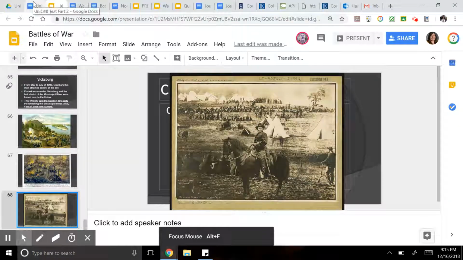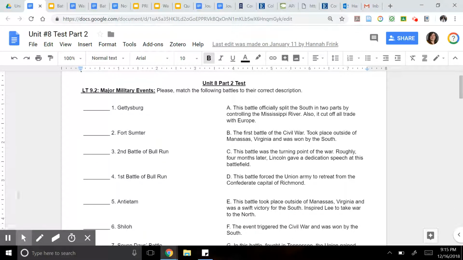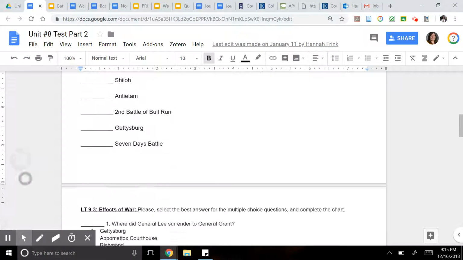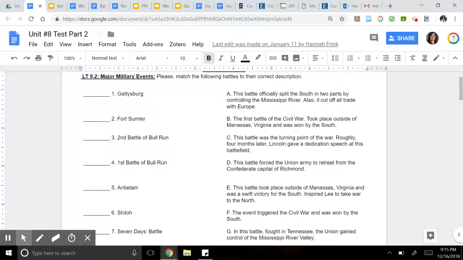All right, looking at your test for Wednesday. You'll have a review tomorrow and a test Wednesday. Your test on Wednesday is 1 page, front to back, nothing super fancy. Your battles of the war will be multiple choice here. You have to basically match up the importance with each one.